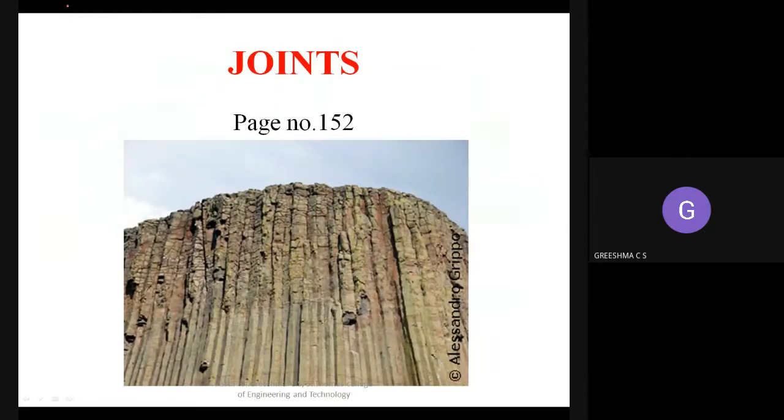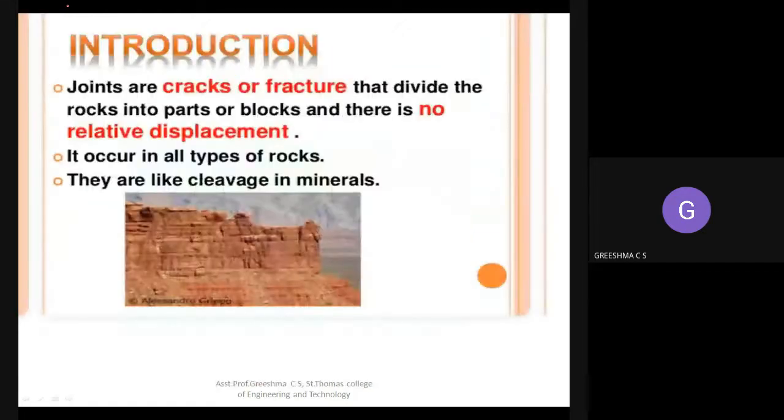So next one is joints. Now what do you mean by joints? We have studied about the fault. So what do you mean by fault? This is a fault. Next thing we are going to study about joints in a rock. So what do you mean by joints?